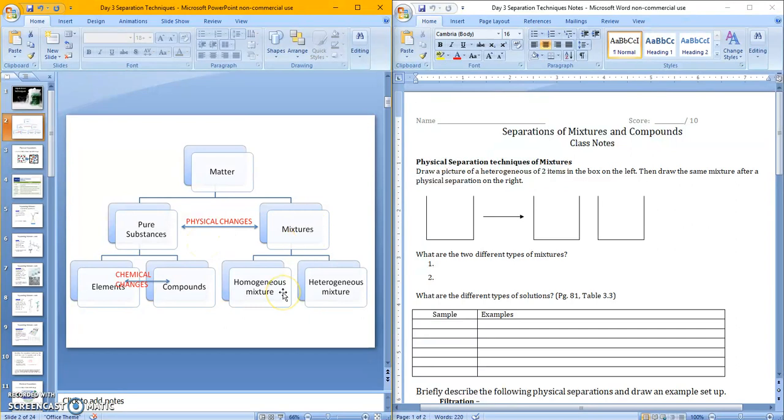Now all mixtures are a physical change. They're homogeneous or heterogeneous, meaning you can see the difference, which is hetero, or you can't see the difference, which is homogeneous. Alright? So now that we have that, I want you to try the notes. Physical separation. Go ahead and in this box I want you to draw two different things mixed together, a heterogeneous mixture. Then I want you to draw a separation in these two boxes.